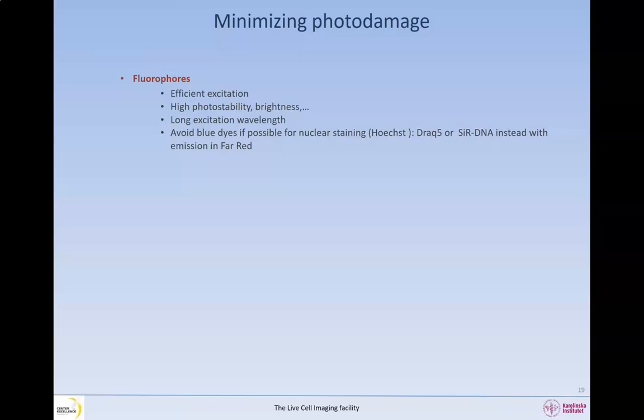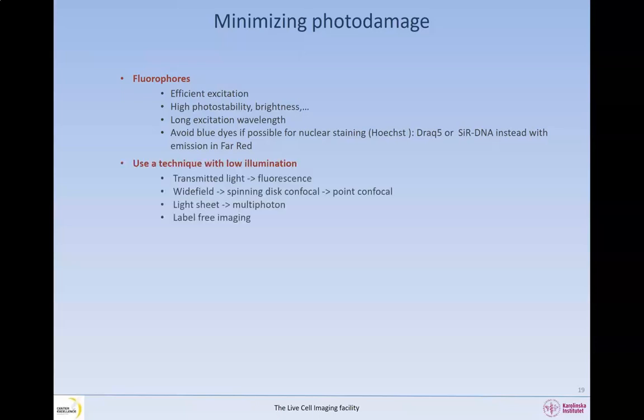When imaging, you should choose a technique with low illumination. The choice of imaging modality greatly influences phototoxicity. If you can answer a scientific question with transmitted light, it's the best. The light power used for transmitted light imaging is much lower than for fluorescence. Choose an imaging system that gives the best signal-to-noise ratio to be able to minimize excitation power. Remember that cameras have a much higher quantum efficiency than detectors on single-point confocals.